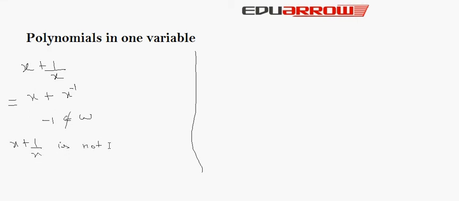Now check whether the following expressions are polynomials or not. First check this expression: is x plus 1 by x a polynomial or not? To find out, we can write this expression as x plus x to the power minus 1. Here minus 1 is the exponent of x, but minus 1 is not a whole number. But to be a polynomial, the exponent of x should be a whole number. So we can say that x plus 1 by x is not a polynomial.